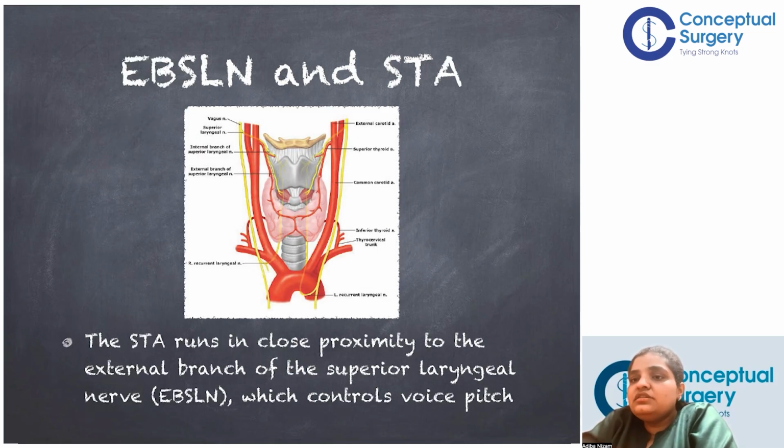The external branch of the superior laryngeal nerve runs in close relationship to the superior thyroid artery, and in a thyroidectomy, we will be ligating the superior thyroid artery. We have to be careful about preserving the external branch of the superior laryngeal nerve. This is the nerve which controls the pitch of the voice, whereas the recurrent laryngeal nerve is the one which supplies the intrinsic muscles of the vocal cords, except the cricothyroid.